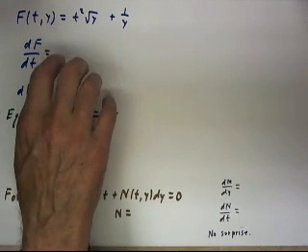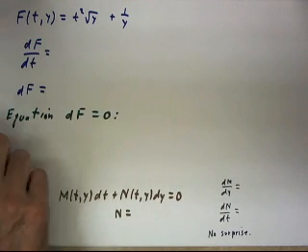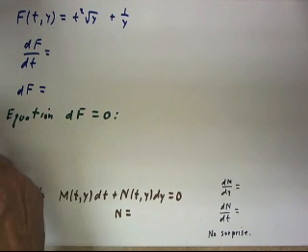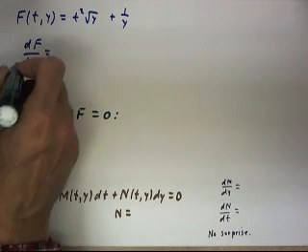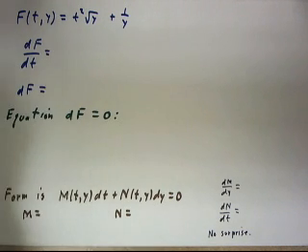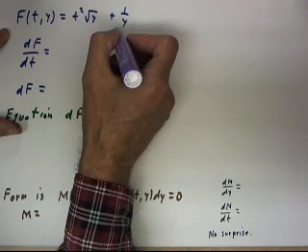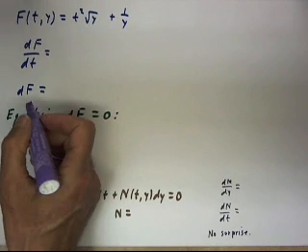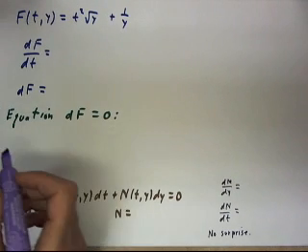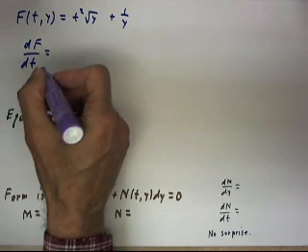We're going to do something here that's completely equivalent to what we did in the last clip with the function h of t,y, but we're going to do it in slightly different notation. So f of t,y is t squared square root of y plus 1 over y. Okay? So df/dt is what?